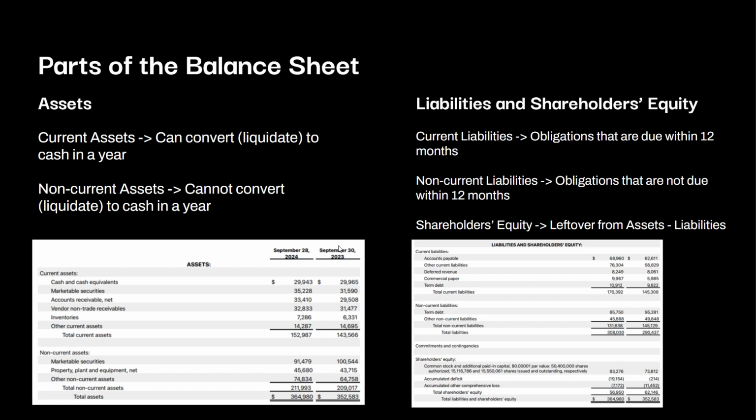And as I kind of briefly mentioned, there's different parts of a balance sheet. So you have assets, which you have your current assets. You can convert or liquidate these to cash within a year. And you also have non-current assets, right? You cannot convert or liquidate this to cash in a year. On the other side, you have liabilities and shareholders equity. So current liabilities are obligations that are due within 12 months, non-current, right? Obligations that are not due within 12 months. So anytime you hear the terms current versus non-current, think about a 12-month window. And then shareholders equity is the leftover from assets minus liabilities.